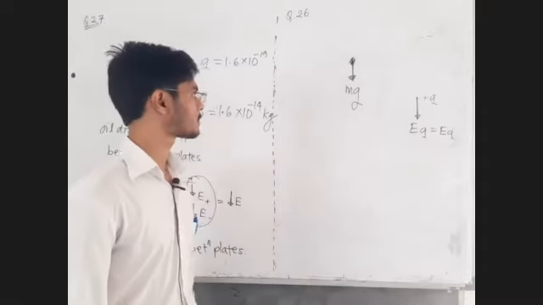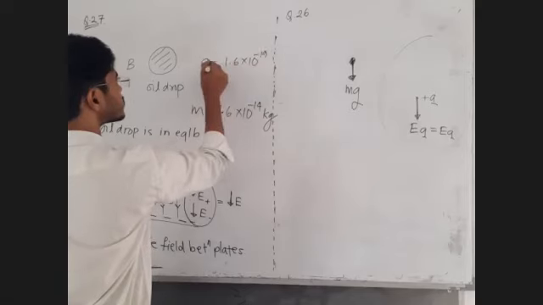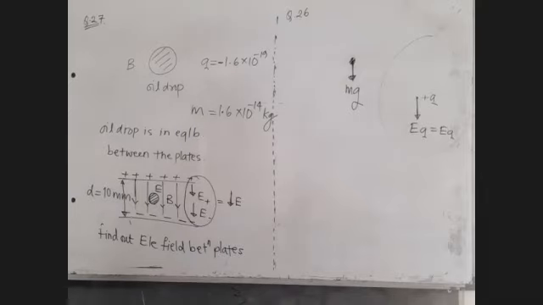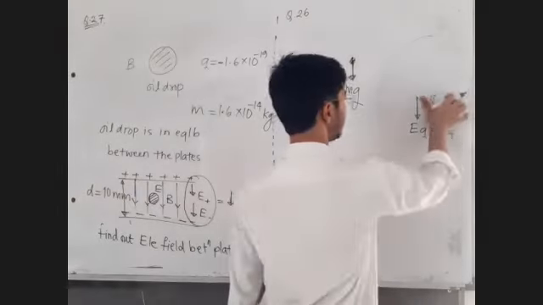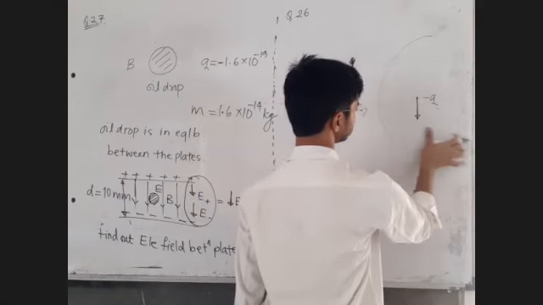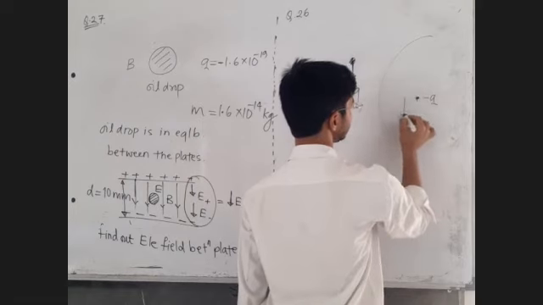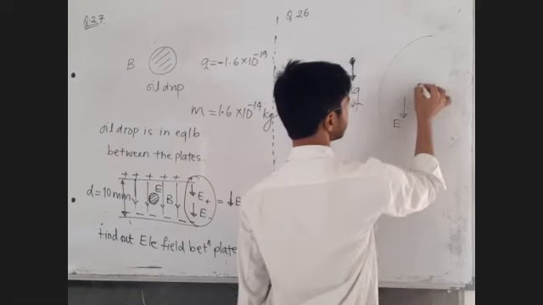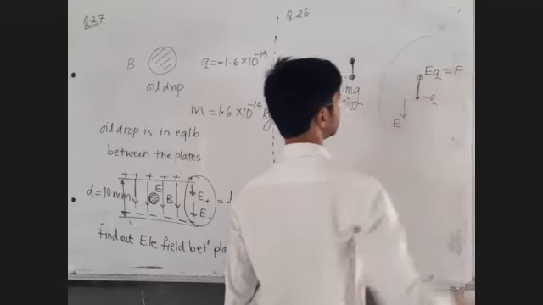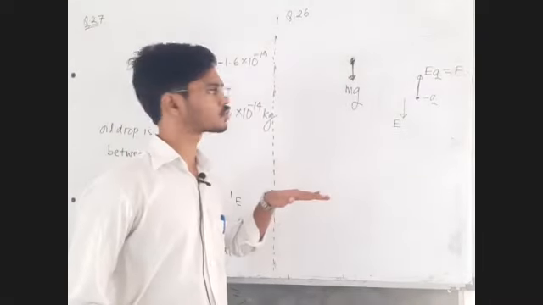So it's not possible. Let us modify the question. Do the correction in the module as well. Let us take the charge on the oil drop as -1.6 × 10^-19. Now you have a negative charge placed in the downward facing electric field, so it will experience an upward force EQ.